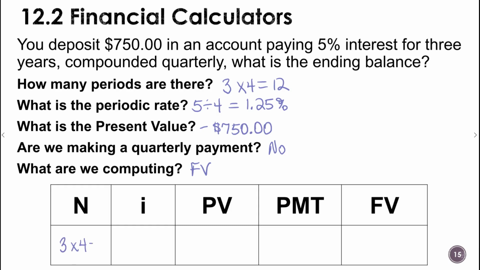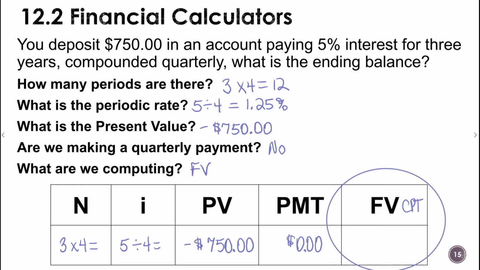3 times 4 equals 12, and as you put this in, you can put it on your calculator as well. And then that's negative 750. There is no payment, so that's where we're going to put our 0. And then future value is what we will compute. So compute future value, and now you're going to compute this with your calculator. Remember how I told you it's a good idea to circle this, because then when you look back at your work, you know what you were computing.